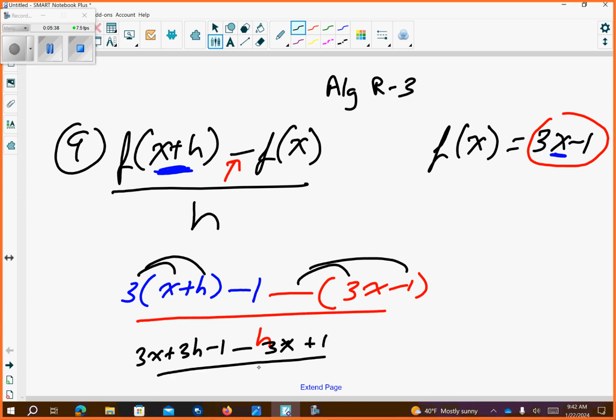And then the whole thing's divided by h. My pen catches up with me. Come on, buddy. All right, so positive 3x, negative 3x, gone. Negative 1, positive 1, gone. So I wind up getting 3h over h. The h's cancel each other out, so my answer comes out to just 3. And again, that is the basic definition of a derivative.